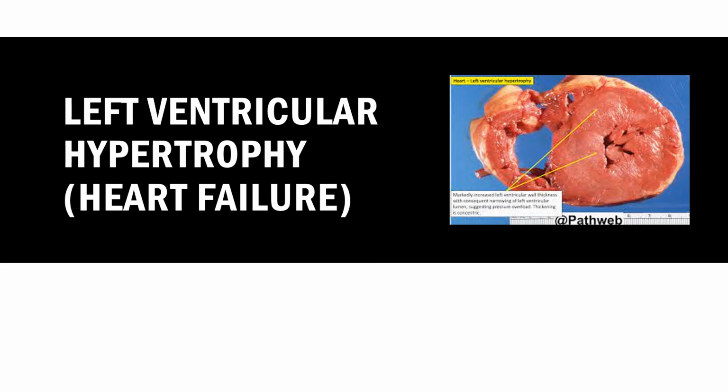If aortic stenosis goes untreated, it can cause left ventricular hypertrophy and heart failure. As you see in this picture of a heart, the left ventricle is quite hypertrophied and much bigger than the right ventricle.